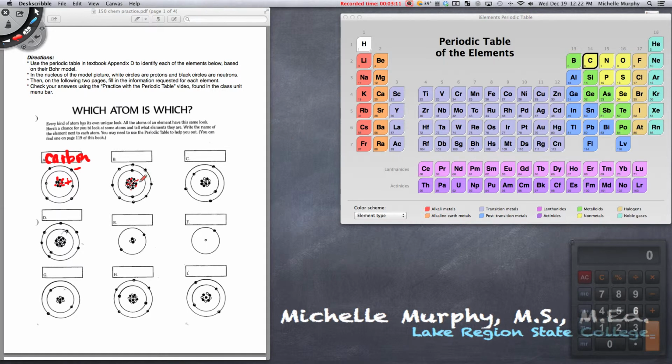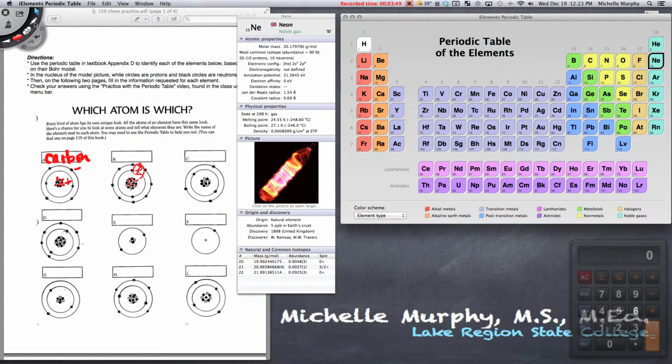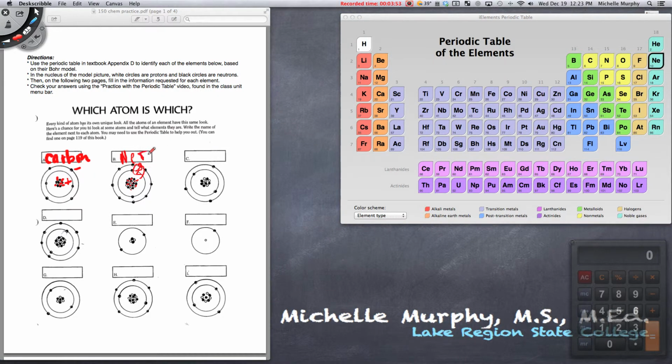Now something to see in this one is that your textbook talks about the Octet Rule. The Octet Rule applies starting with the second shell, above the first. The first shell can only hold 2 electrons. After that, any remaining electrons are put into the second shell. Since this had 10 protons, it will have 10 electrons, 2 in the first shell. The second shell is full with 8: 1, 2, 3, 4, 5, 6, 7, 8. That's a total of 10. 10 protons, 10 electrons, which over here, if we click on 10, is neon. So this one is neon.